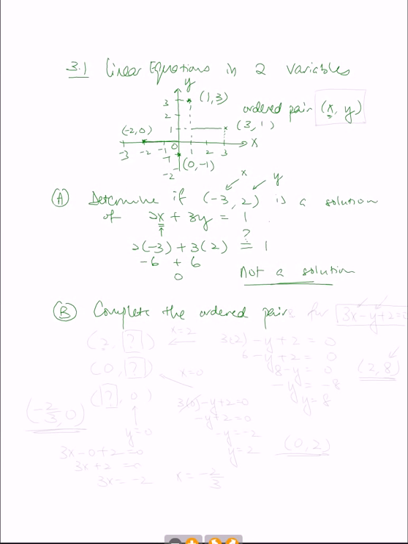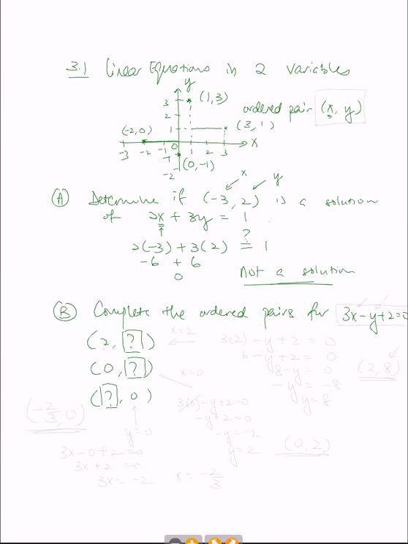So in the first case is where we gave you the pair and asked you if it works. Another way is, can you complete the ordered pairs for, let's say, 3x minus y plus 2 equals 0. And let's say we say (2, something), (0, something), and (something, 0). Your job is to fill in all these spots.